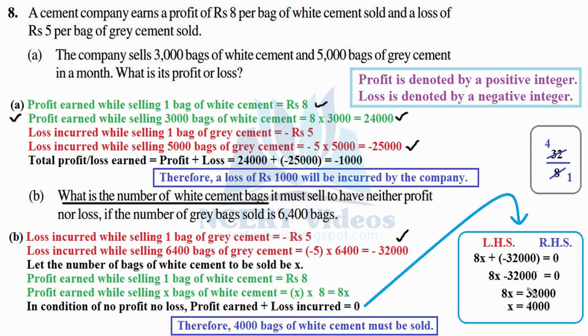Again, here it is getting multiplied. When it goes towards the right hand side, it is division. So 32,000 by 8. You can divide it. 4 8s are 32. Therefore answer is 4, and attaching 3 zeros to it, x equal to 4,000 bags. Therefore 4,000 bags of white cement must be sold in order to have no profit or no loss.